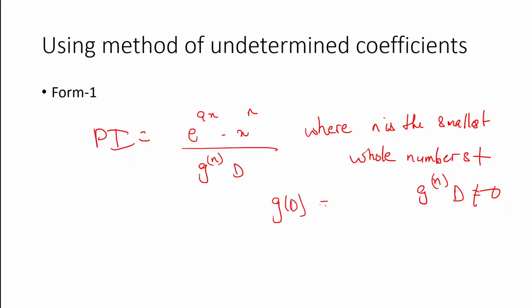If g of D is equal to 0, then n is not the smallest number such that g^n of D is not equal to 0. So we take the next, n equal to 2, g prime of D. If that also is equal to 0, then n is not the smallest number. So we have to take the next smallest number, which is n equal to 2. Even if that is equal to 0, then the third, then the fourth, then the fifth.